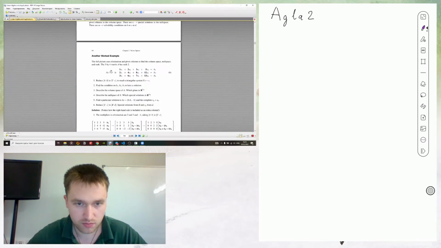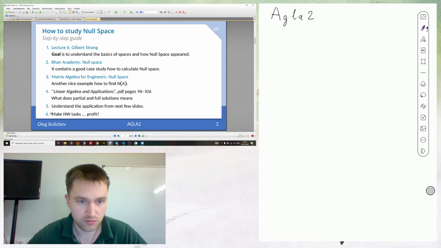After this, you need to understand the application from the next few slides and do the home tasks. In this case, it seems that you will get this material. When I come to Innopolis, I will prepare a quiz to check that you did all the stuff and that you get AGLA2 decomposition and null space, so be aware of it.